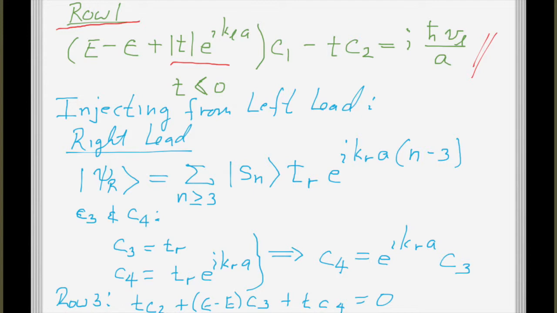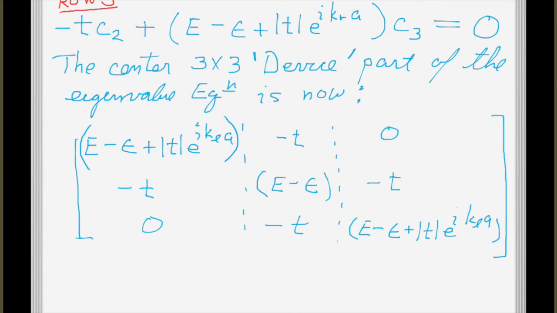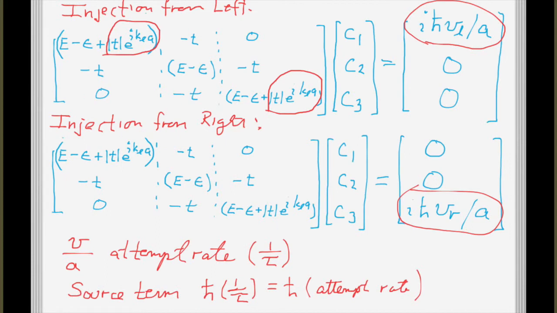We went through the same exercise for the right-hand side, and no matter which way, whether you inject from the right or the left, the final form of the equations looks like this. So the upper set of equations is if you inject from the left. The lower one is if you inject from the right. The only difference is what's on the right-hand side.